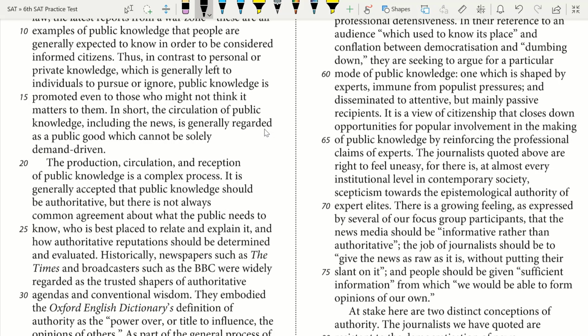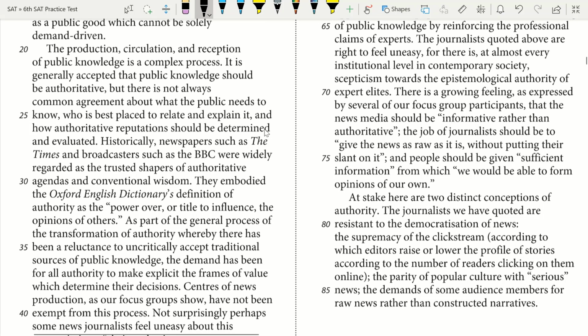In short, the circulation of public knowledge, including the news, is generally regarded as a public good which cannot be solely demand-driven. The production, circulation, and reception of public knowledge is a complex process. It is generally accepted that public knowledge should be authoritative, but there is not always common agreement about what the public needs to know, who is best placed to relate and explain it, and how authoritative reputations should be determined and evaluated. Historically, newspapers such as the Times and broadcasters such as the BBC were widely regarded as the trusted shapers of authoritative agendas and conventional wisdom.